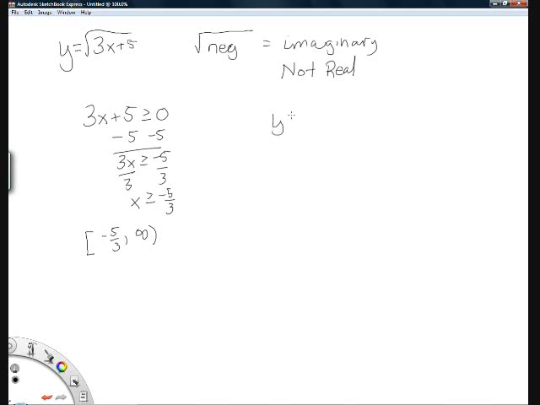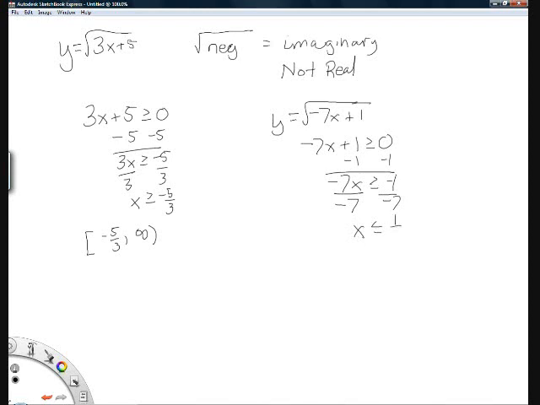What about y is equal to the square root of -7x plus 1? Same procedure. Set greater than or equal to 0 and solve. Now when you divide by -7 here, you should recall to flip the inequality. So this goes from -infinity to 1/7. And you want to include 1/7. So this is the domain of a square root function.